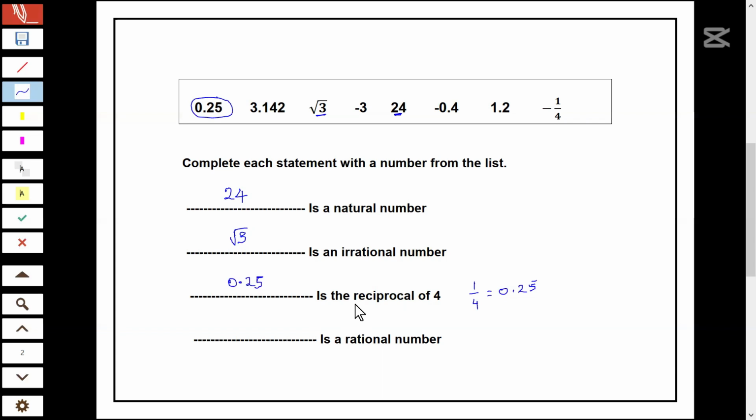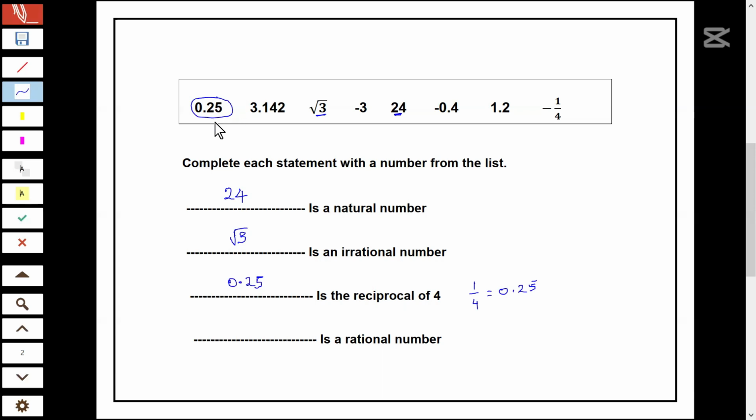Now, the last question here says, is a rational number? So we have to now identify rational numbers. And what are rational numbers? Rational numbers are numbers that can be expressed as simple fractions. So let's identify the rational numbers from this list.